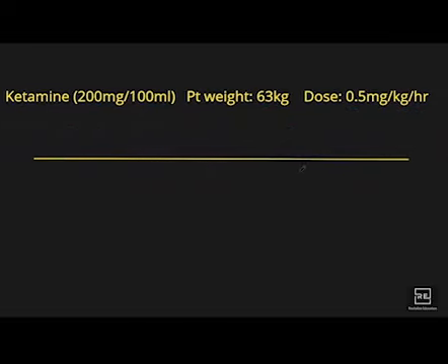Now let's do another one. This one, we've got ketamine, 200 milligrams in a 100 ml bag. The patient weighs 63 kilos and your dose is 0.5 milligrams per kilo per hour. So now we're changing our dose from mics to milligrams, and again from minutes to hours because generally we're dealing with sedation. So for ketamine, again, we're going to start out with our weight. So 63 kilos. We're going to times that by our dose, 0.5 milligrams per kilo per hour.